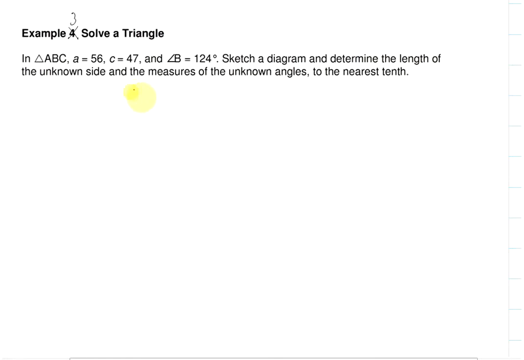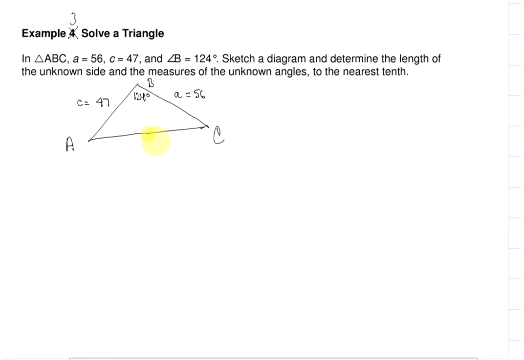Okay, so let's draw our triangle. I know that B is 124 degrees, so that's my obtuse angle. And this is A, and this is C. Opposite angle A is side a, which is 56, and opposite angle C is side c, which is 47. So you're going to be looking for angle A and angle C and side b.